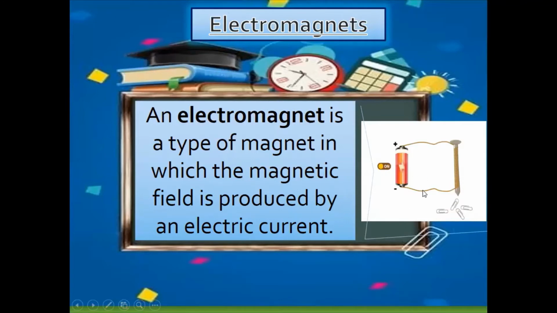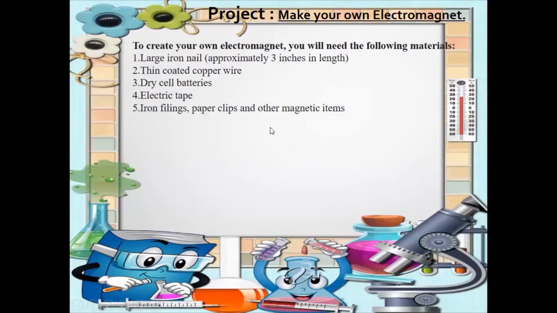As you can see, I'm sharing the video with you right now. Yes, this is one project. I'm showing you how you can make your own electromagnet. The things we need for making it are a large iron nail. You can take any iron rod or iron bar, approximately 3 inches in length, thin coated copper wire, rice cell batteries, electric tape, iron filings, paper clips, and other magnetic items to check your electromagnet.